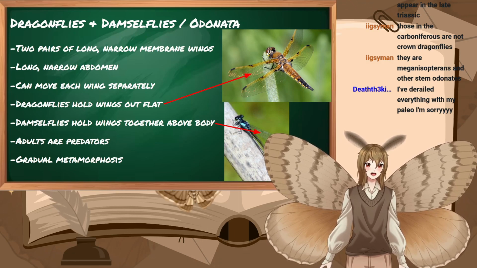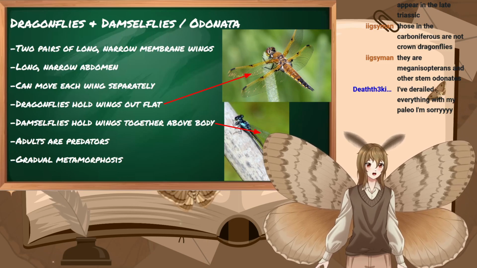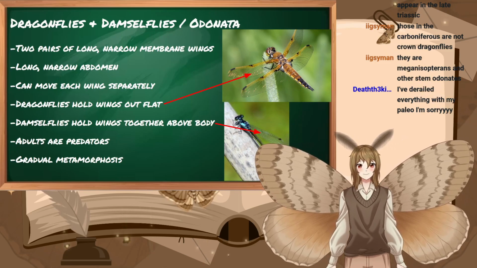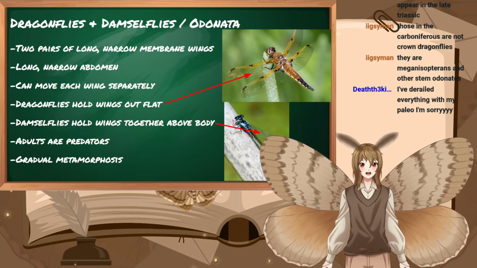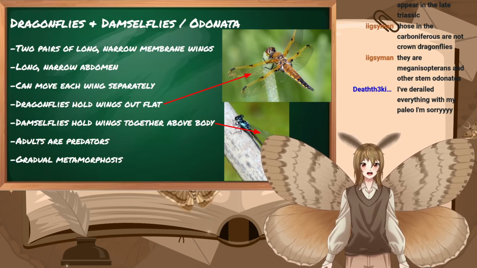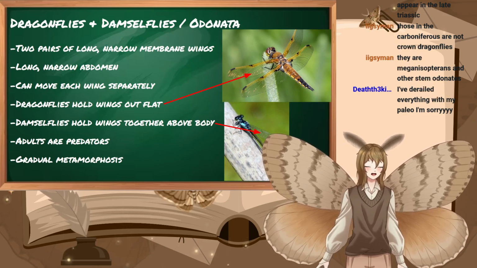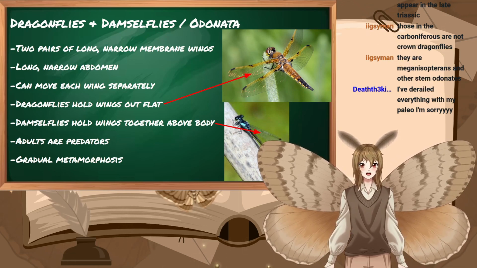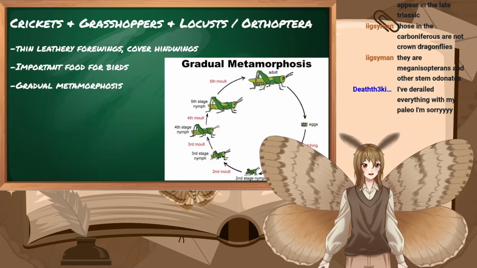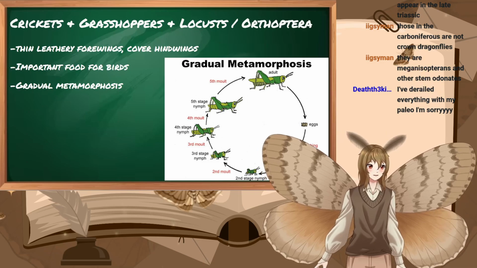Another easy tell are their eyes. Dragonflies have almost one big compound eye around their whole head, while damselflies have two almost ball-like eyes at the end of their head. The adults of dragonflies are predators, and they also undergo a gradual metamorphosis, which we saw here, which means the young look very similar to the old.